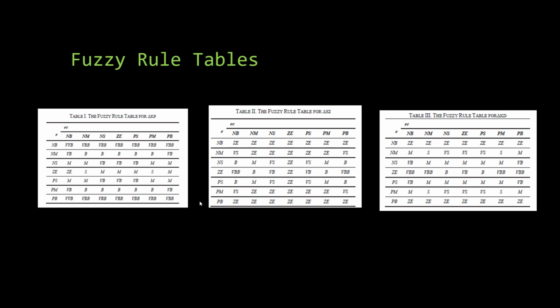And for the fuzzy rule table for KP, KI, KD, for the speed error, we have negative big, negative medium, negative small, zero, positive small, positive medium, positive big, and also for the error derivative. For the result, we have very big, big, medium, small, and zero. So we can clearly see from the table the inputs and the result for each input.